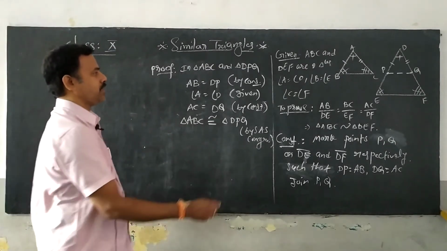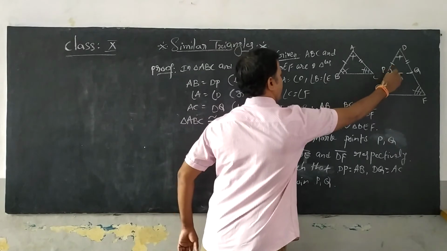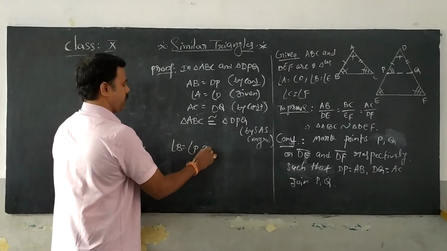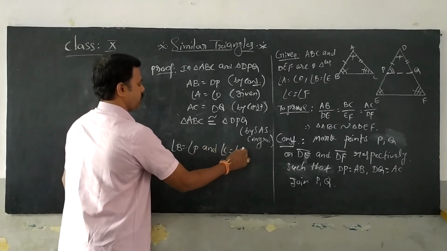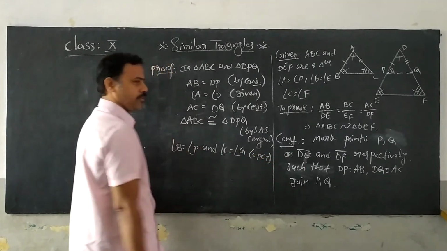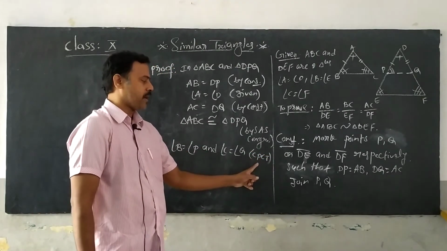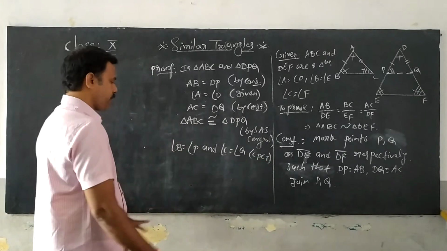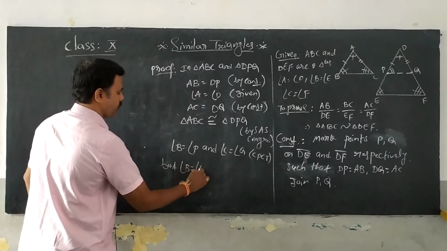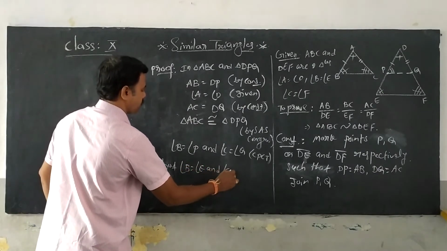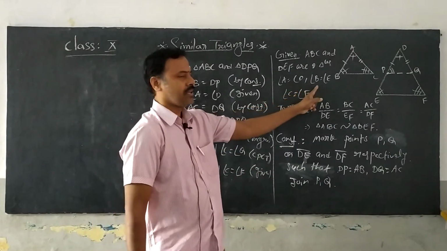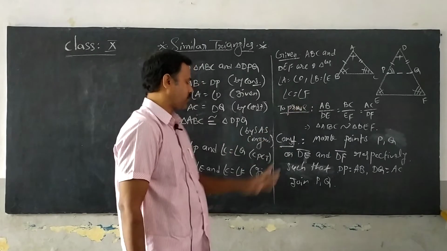So I take angle B equal to angle P, and angle C is equal to angle Q. This is by the property CPCT, corresponding parts of congruent triangles. These two are equal. But you observe angle B is equal to angle E and angle C is equal to angle F. This is in the given.